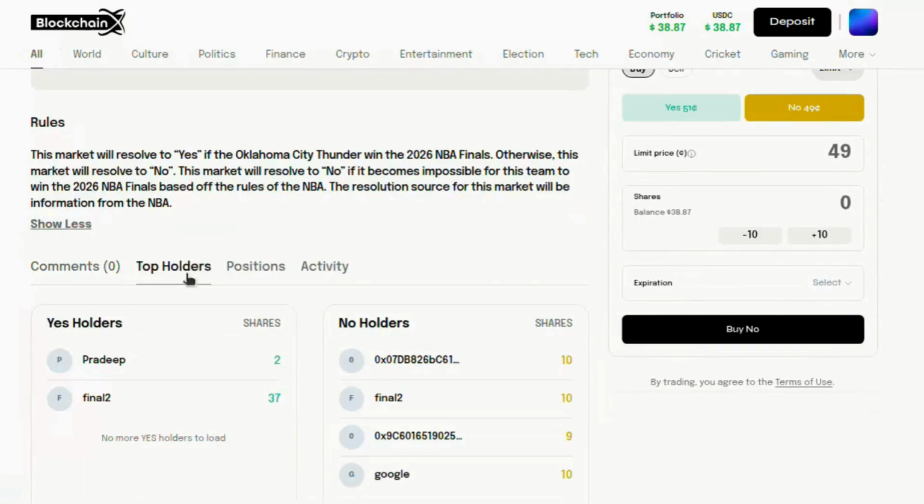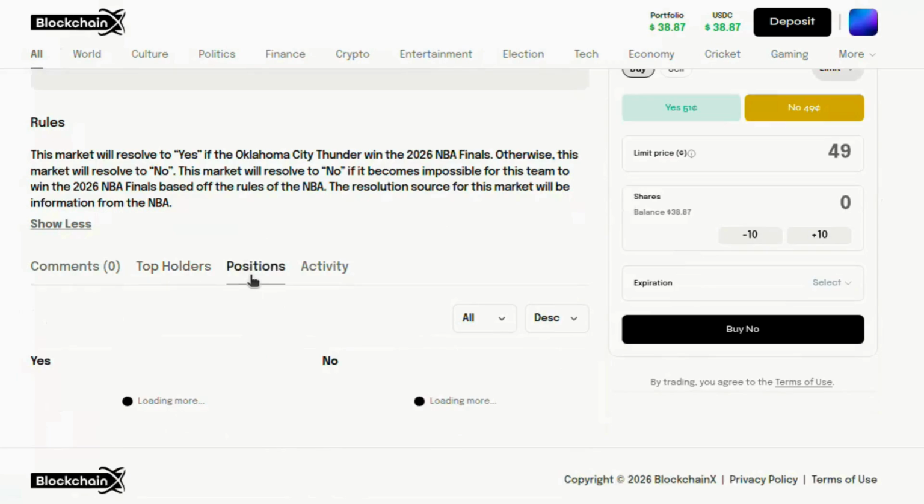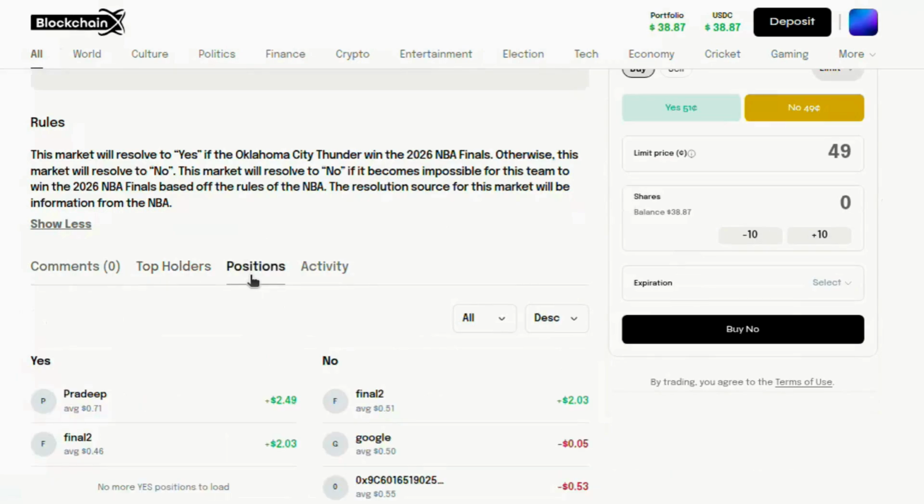Now, let's look at the top holders section. In this section, the list of users holding shares in this market is displayed. This gives a clear view of the major participants in the market.